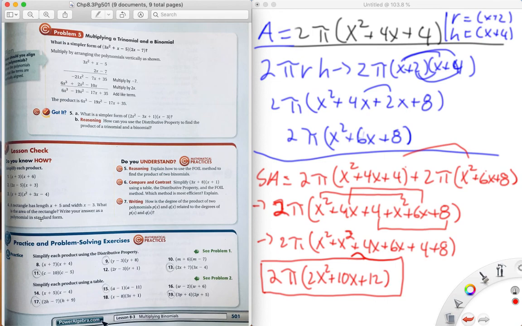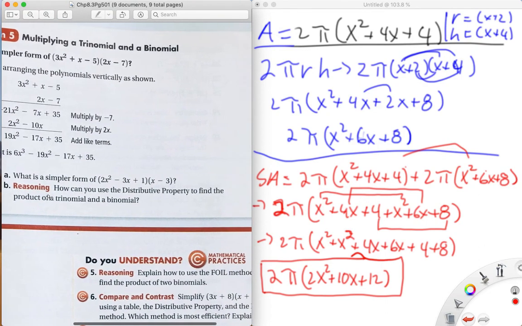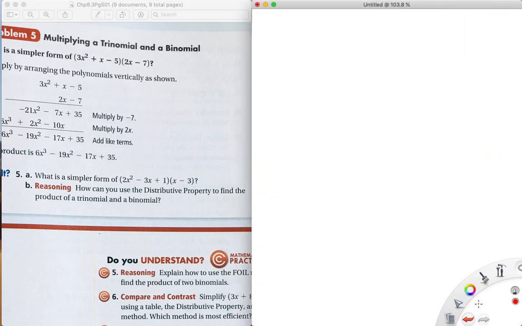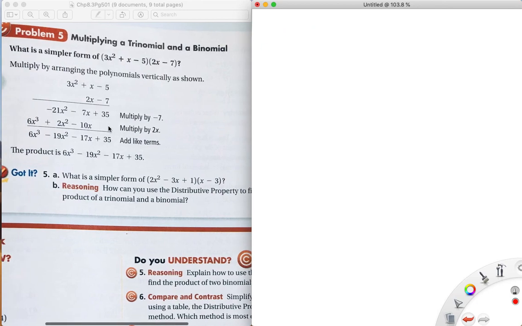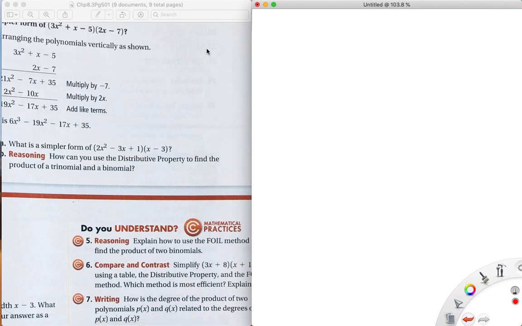it for surface area. The last thing that we're going to do is multiply a binomial by a trinomial. All you have to do, well, the book is doing the vertical method. You can do the vertical method, that's fine. I don't do the vertical method, I do the horizontal method. So they have x minus 3 times 2x squared minus 3x plus 1.